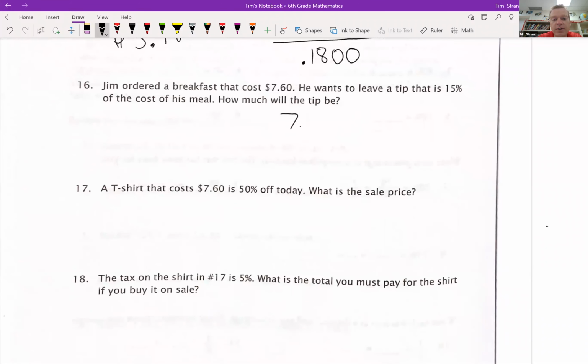Okay, so we got $7.60. We're going to multiply that by our tip. 15% as a decimal, that's 0.15. We're going to multiply this, and this will tell us how much the tip will be.